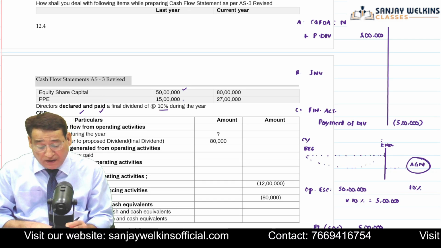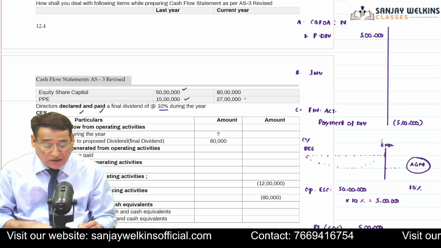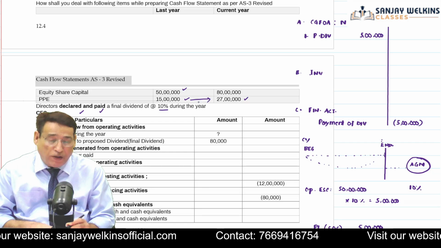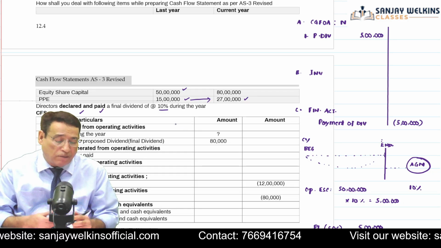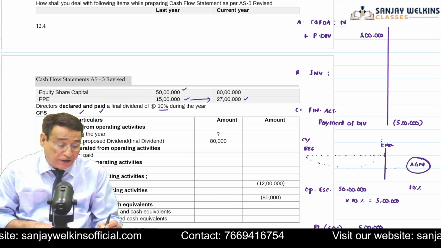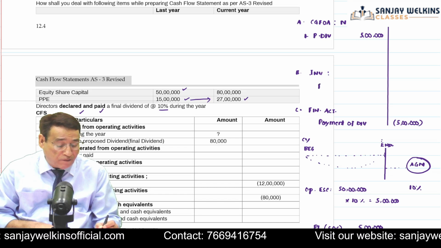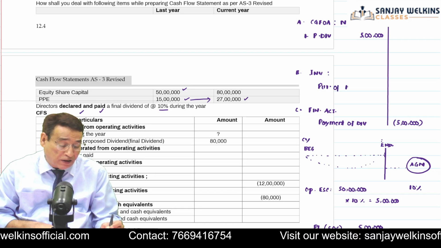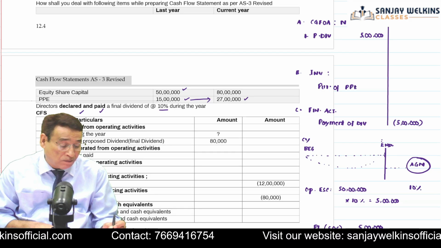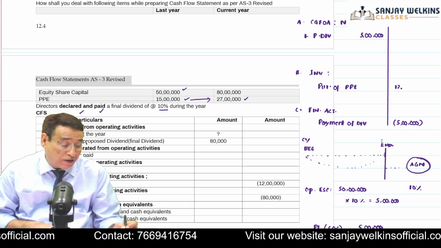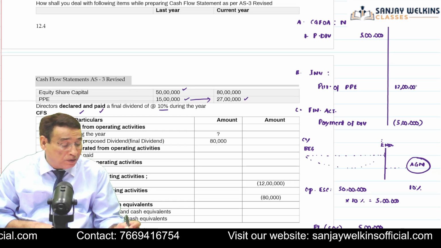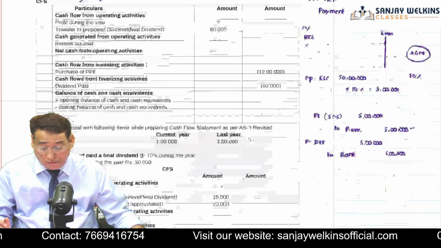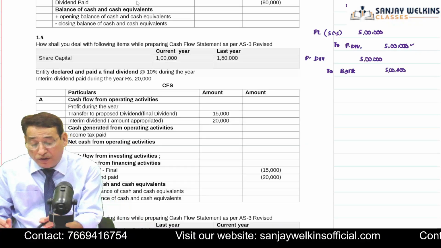Now further here, it is also given property, plant and equipment, last year 15 lakh and now 27 lakh. When our property, plant and equipment is increasing, it means we must have purchased or acquired property, plant and equipment. So here I am going to write under investing activity, purchase of property, plant and equipment, 12 lakh. Is it clear to you or not? So this is how we are going to do this particular question. Kindly pay attention to the next point also.